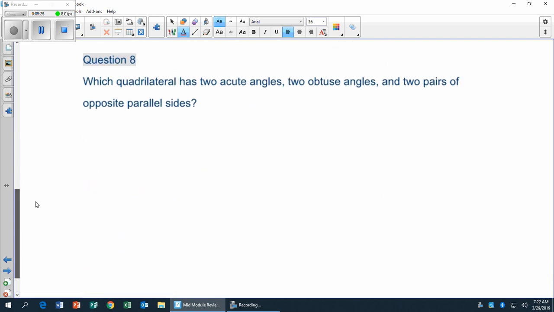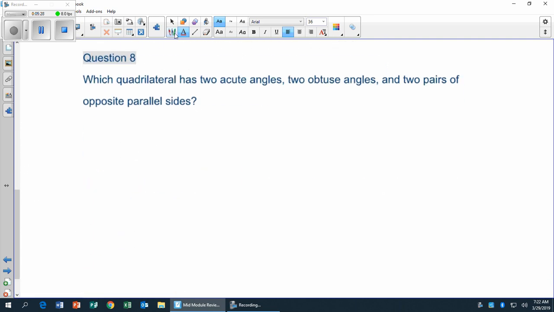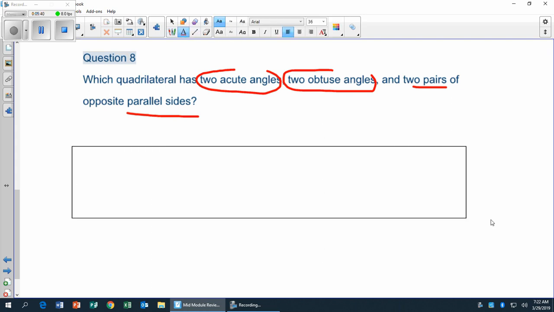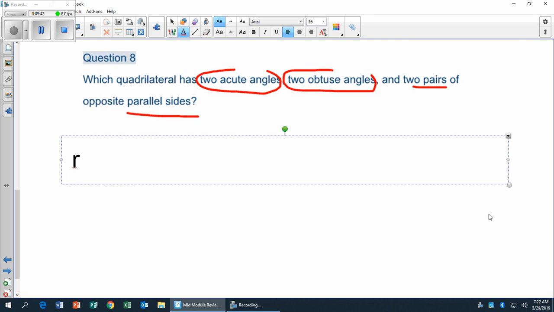Now we're going to talk about this quadrilateral. It has two acute angles, two obtuse angles, and two pairs of parallel sides. So when I look at that, I know that my answer can be one of two things. It can be a rhombus or a parallelogram.